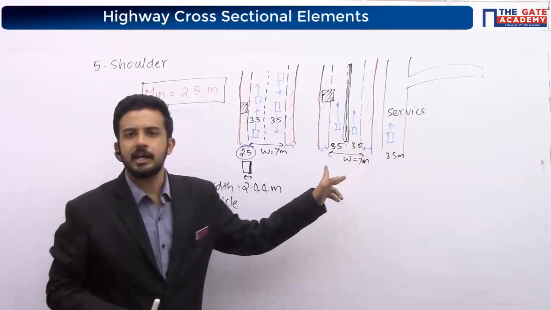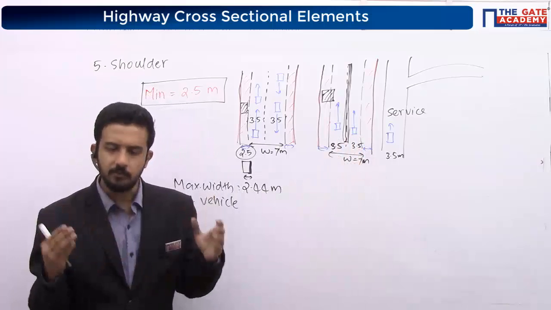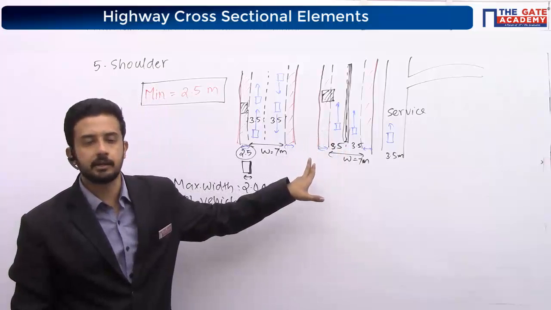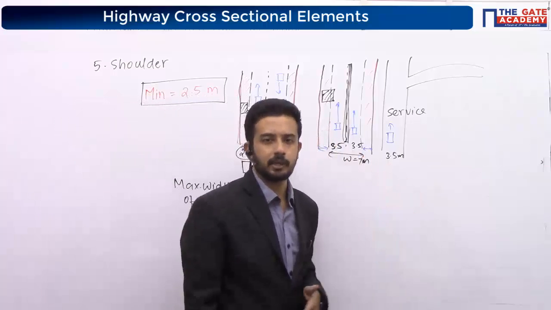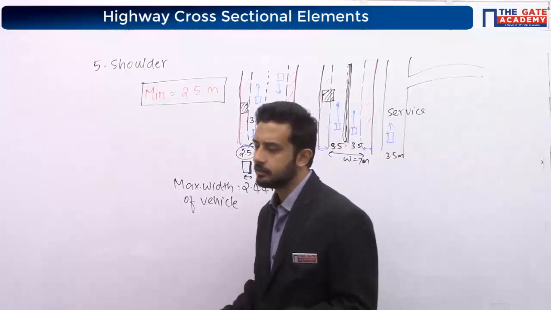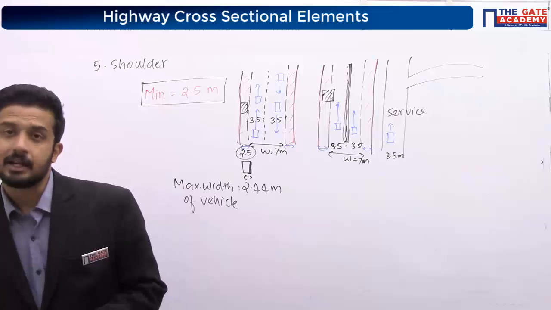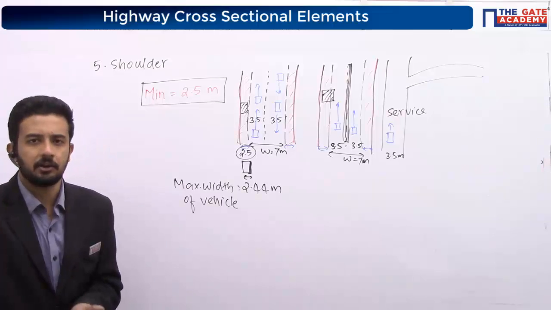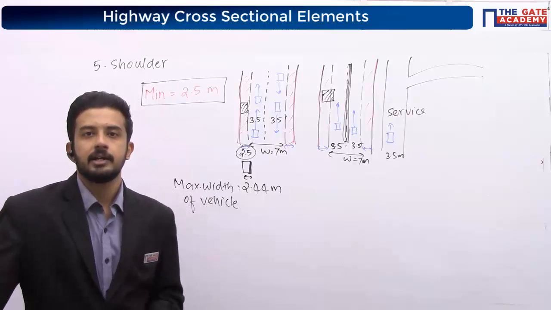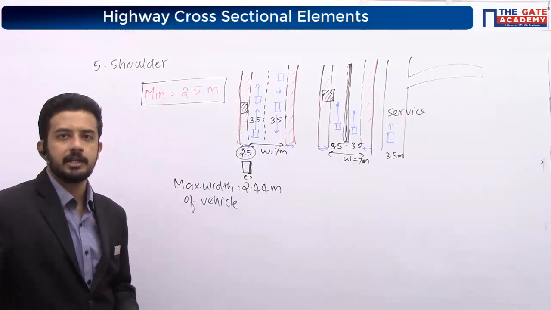See, if it is not that much rush road, the number of vehicles are very less, then we may be giving shoulder only on one side. If lot of vehicles are moving, then we will give on both sides. That is better, no? Lot of vehicles can park. And also it will help you while overtaking and all. You are getting some more spacing. That's it.